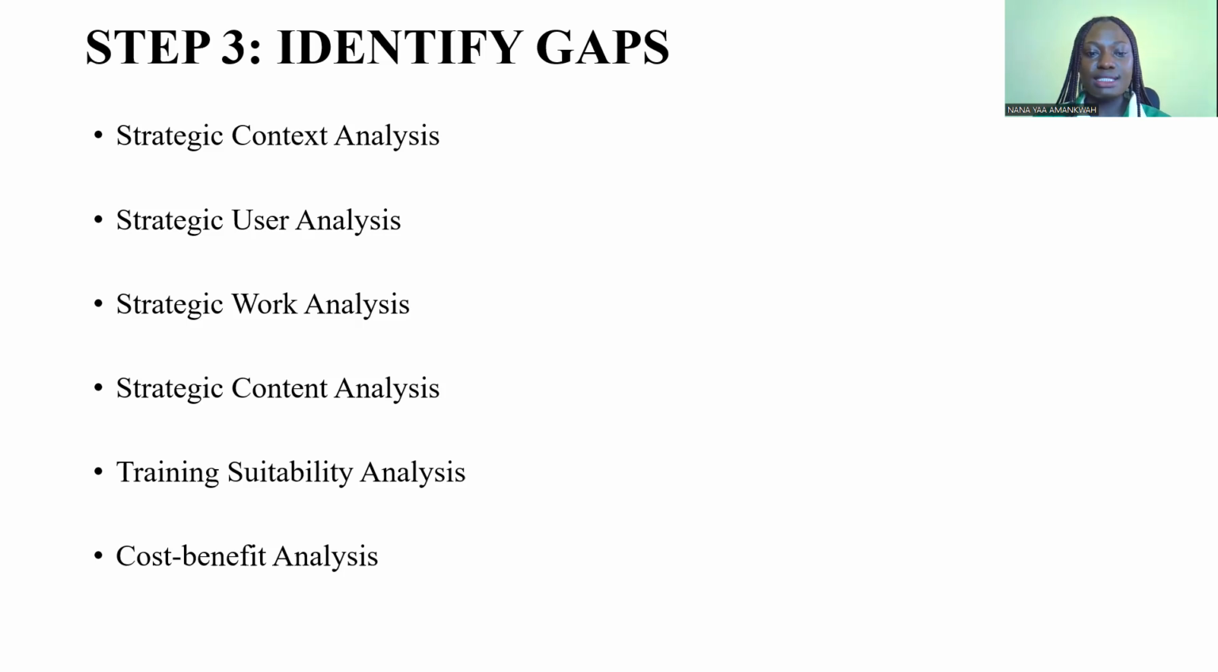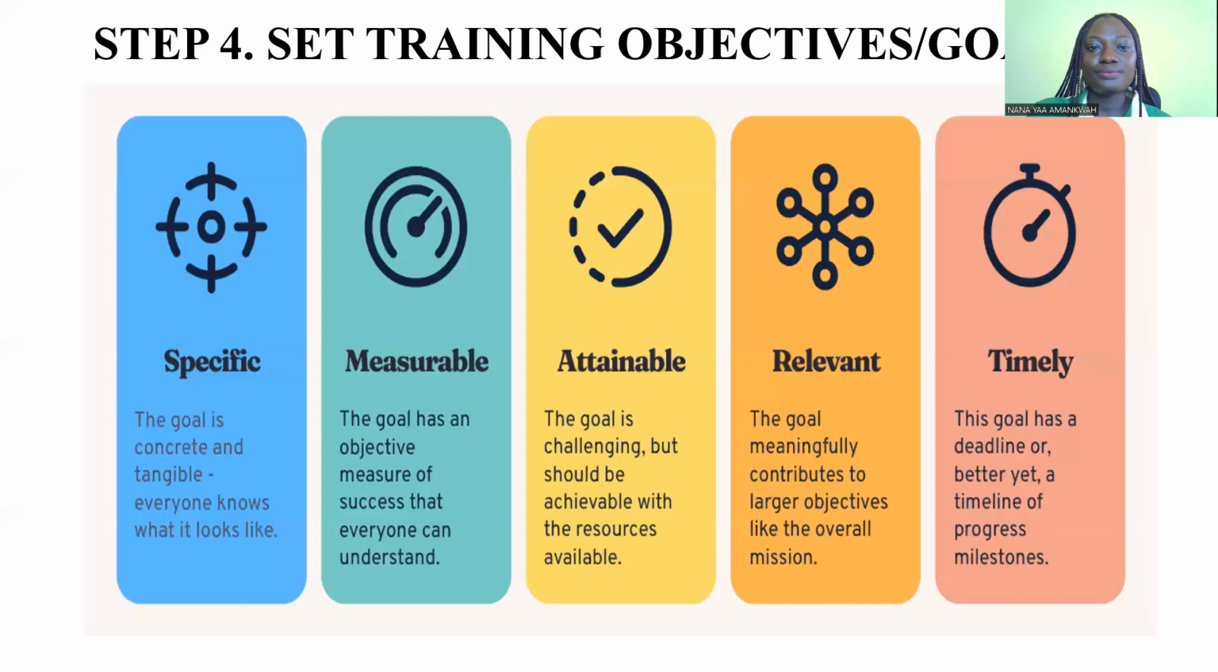There should be a suitability analysis. All right. The last one is a cost benefit analysis. You don't want to organize a training that's going to take more from the organization and give less. If a training is going to take 500,000 US dollars from the organization, there's a need for the training to give more. So you have to do the cost benefit analysis. And these are the gaps that you'll be able to identify to find out whether the training is aligning with your strategy or not. Good.